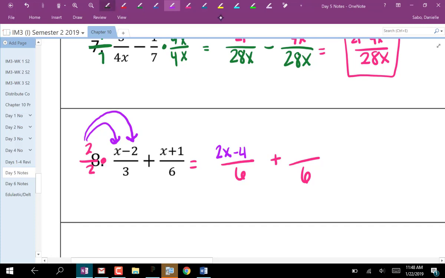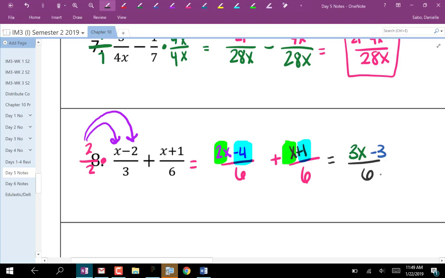Then if you look here, I'm not doing anything to this guy. I mean, he's already over 6, so I'm just going to rewrite him. And then I combine. I have 2x plus 1x, which gets me how many x's? 3x. Then I have negative 4 plus 1. Negative 3. All over 6 has not changed.